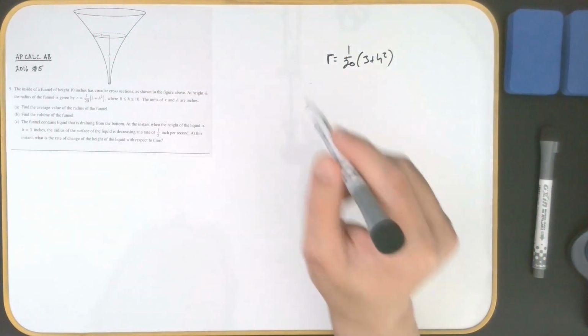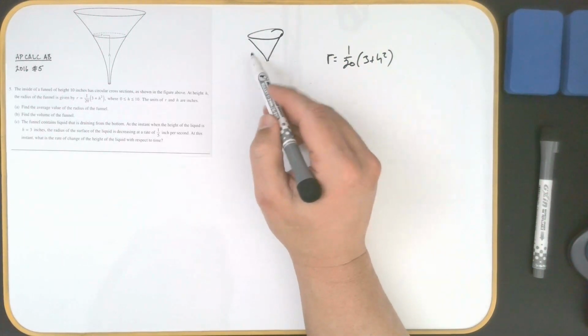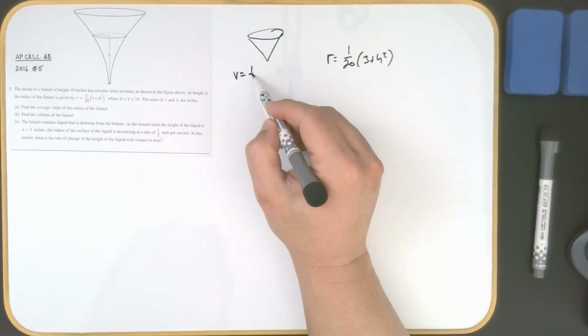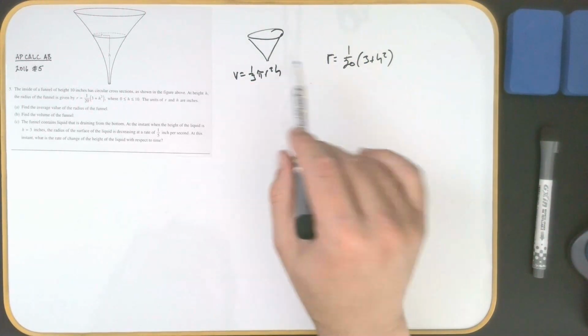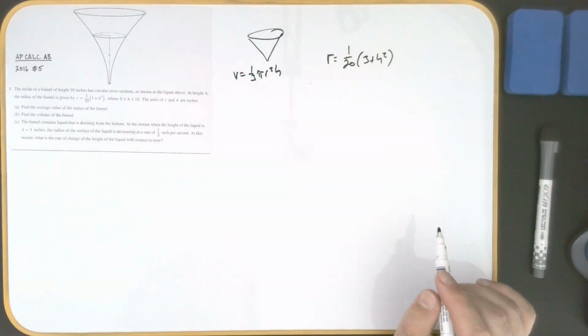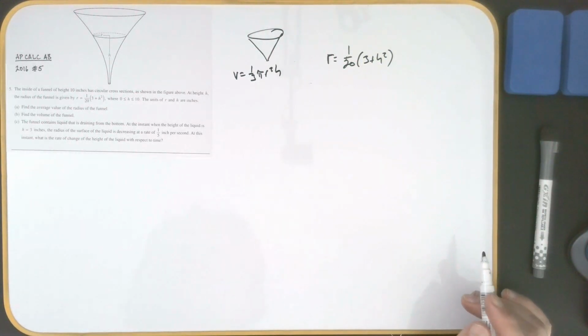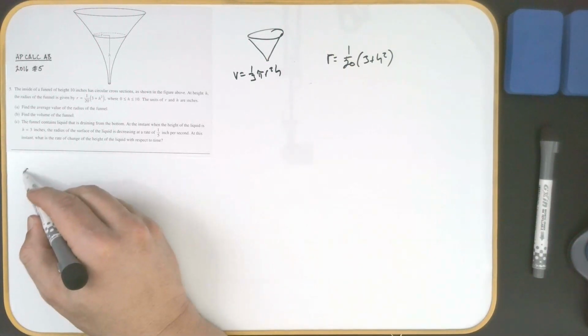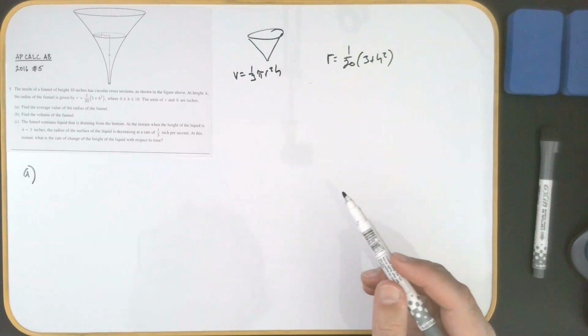It's not quite like when we had the conical tanks, if you remember, a cone, where the volume was equal to 1/3 pi r squared h. Well, this is a little bit different style, and you can see the funnel being curved is a little bit different. But there's still kind of a related rates aspect to this. So let's see what we have here and see what we can do. So question A says, find the average value of the radius of the funnel.